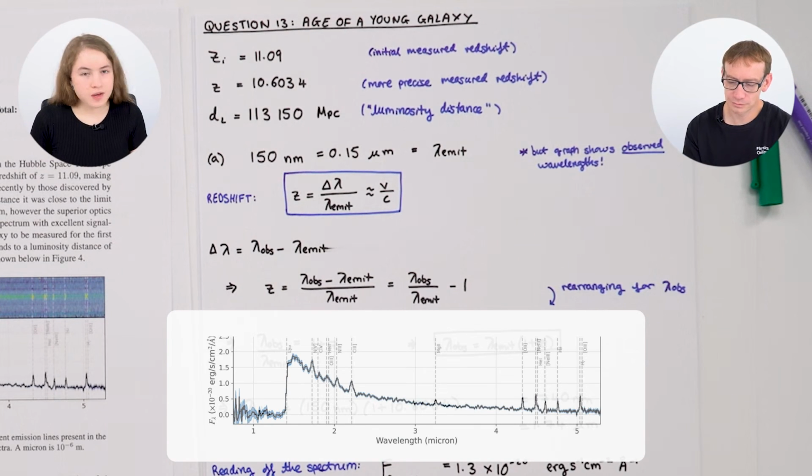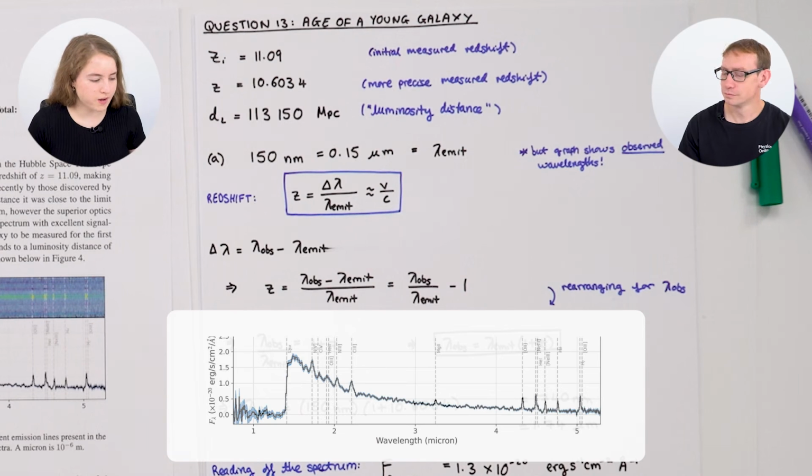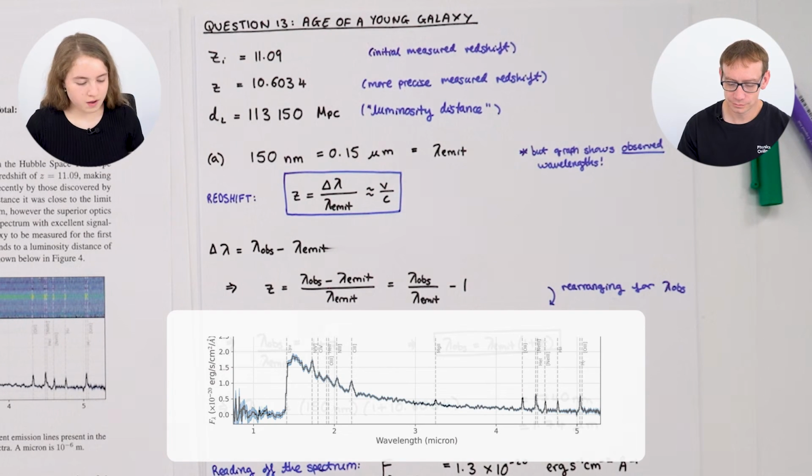And you don't need to memorize the formula for redshift. It's in the formula sheet at the beginning of the paper. And the redshift is the difference between the observed and emitted wavelengths divided by the emitted wavelength. It's also equal to the recessional speed of the galaxy divided by the speed of light. But we won't need that for this question.